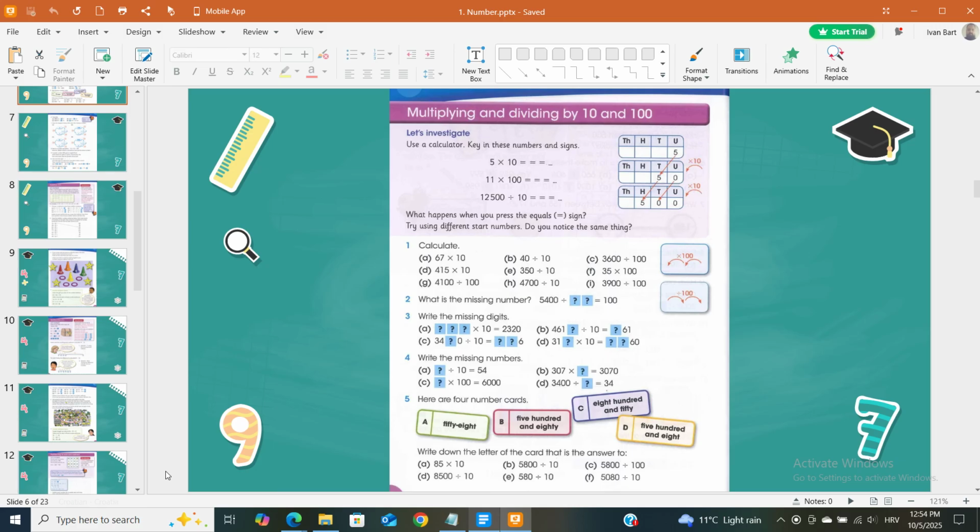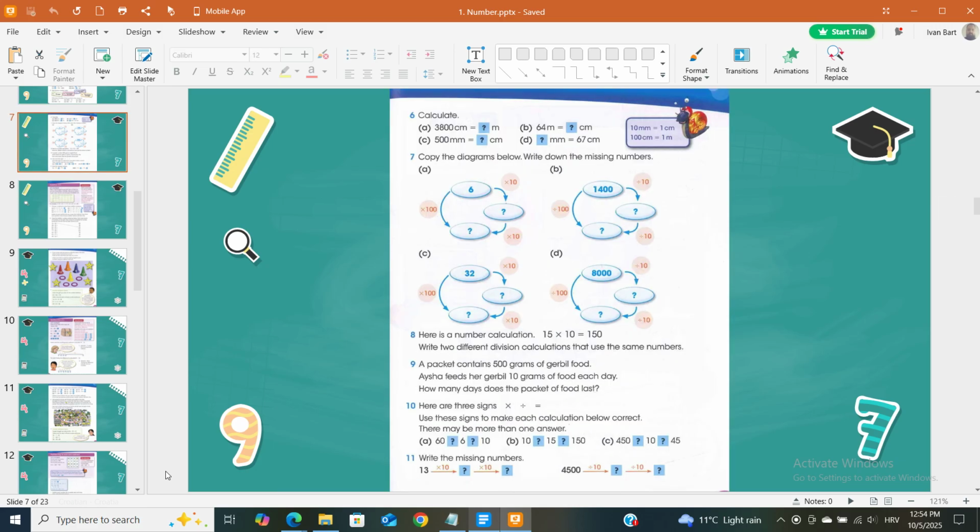6. Calculate. (A) 3,800 centimeters equals ? m. (C) 500 millimeters equals ? cm. (B) 64 meters equals ? cm. 10 millimeters equals 1 centimeter. (D) ? mm equals 67 centimeters. 100 centimeters equals 1 meter.